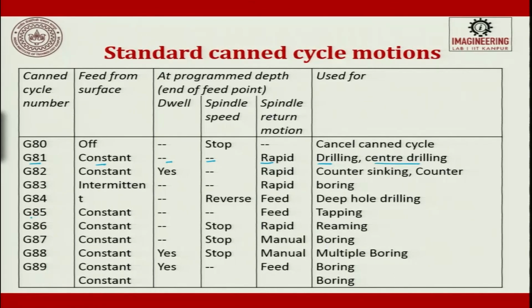Let us look at tapping, G85. The feed from the surface will be constant. At programmed depth, at the end of the feed point, there will not be any action. There will not be reversing, and the feed rate return motion will be there. This is a tapping cycle. So, this is how a canned cycle works.